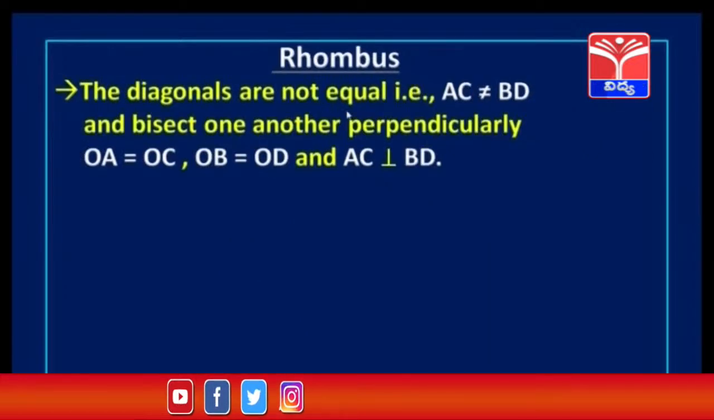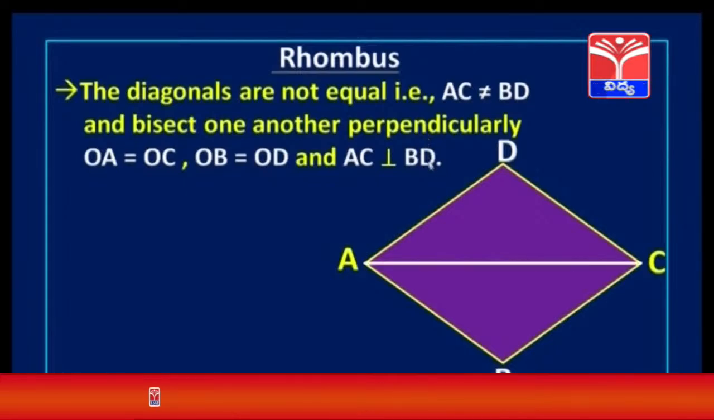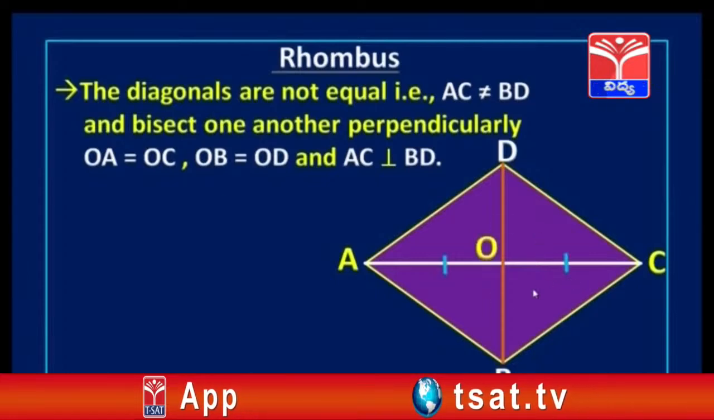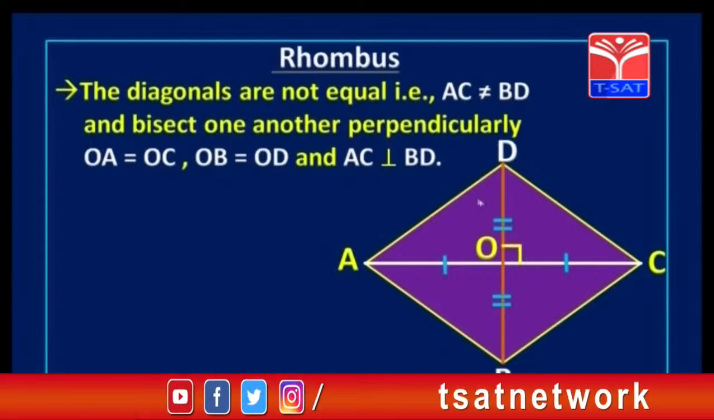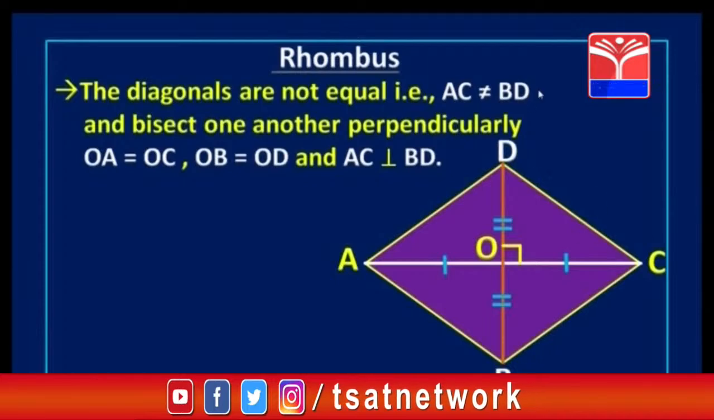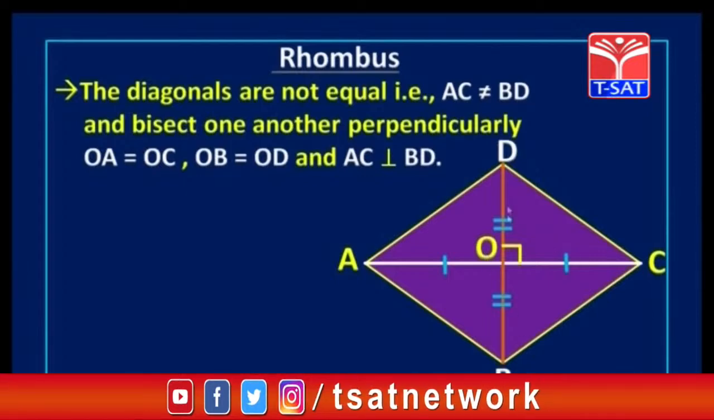The diagonals are not equal. See children, here I am taking rhombus ABCD, I am taking diagonal AC, diagonal BD, they are not equal, but what you are observing children? Yes, they are bisecting each other and they are perpendicular. Children, in a rhombus, diagonals are not equal, means AC not equal to BD. But they bisect one another perpendicularly, means AC is perpendicular to BD and at the same time they are bisecting one another. So, what you can say children? OA equal to OC, OB equal to OD.